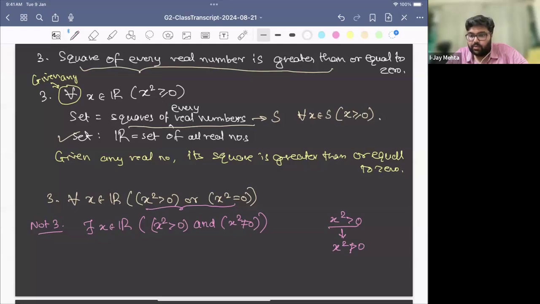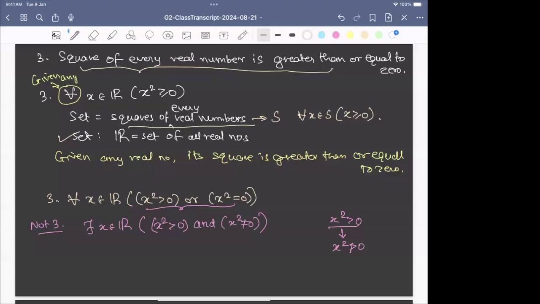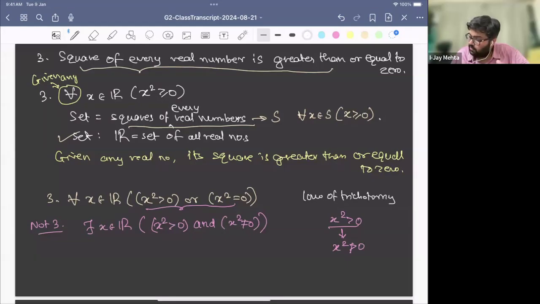What is that law called? Advait? Sir, it's called the law of trichotomy. Yes, law of trichotomy. For any x and y in R, exactly one of these three is possible: x less than y, x equals y, or x is greater than y.